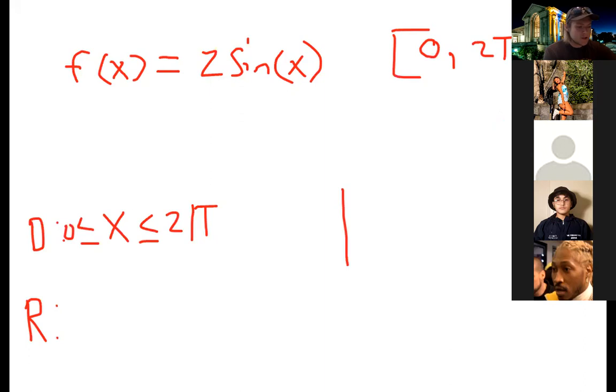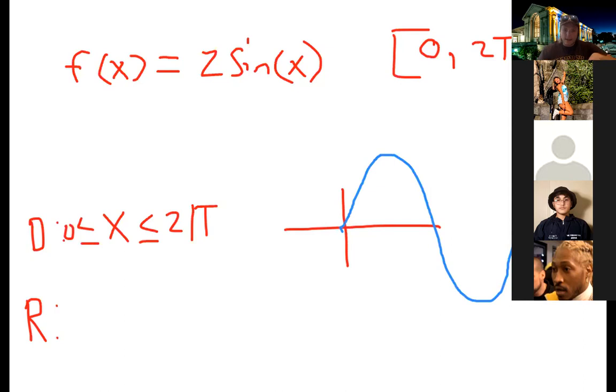Let's go ahead and write out what we know about our sine graph. Sine of 0 starts at 0, and the graph originally does something like this, and it just keeps oscillating back and forth all the way to infinity.